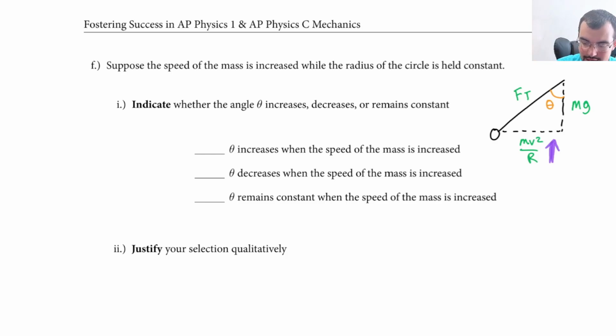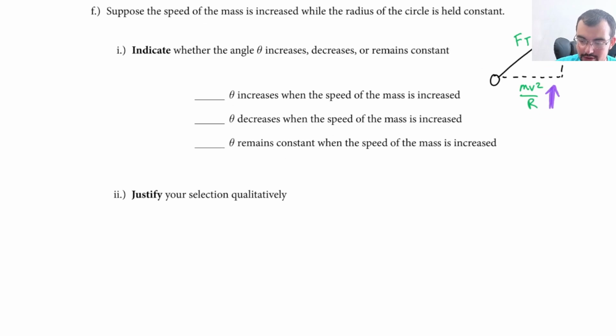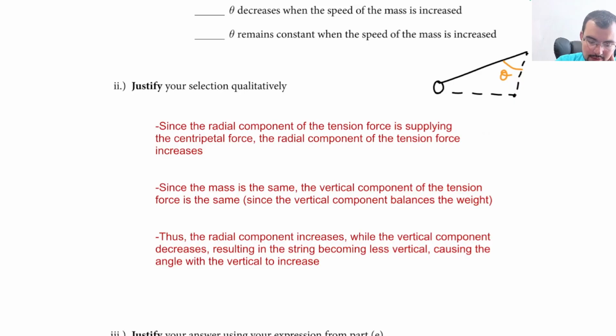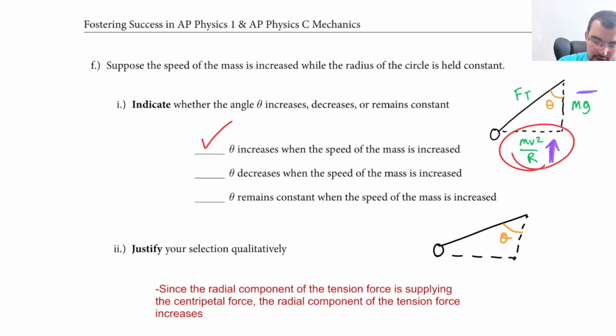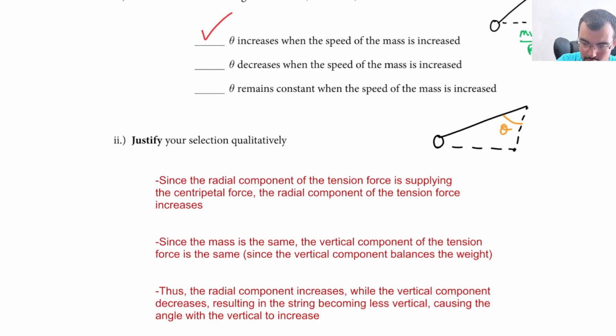So the x component is getting bigger. But also, we're not changing the mass, so the y component stays the same. So that means we're going to get a longer triangle than before. So we'd get something, just to exaggerate, something like that, where our angle is definitely getting larger. So theta gets larger when the speed of the mass is increased because we have a larger centripetal component and the same vertical component. So our triangle is getting wider.